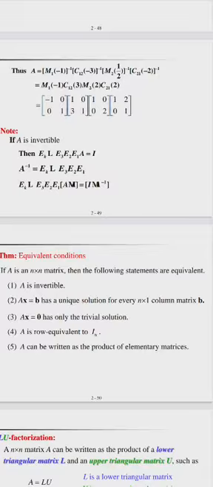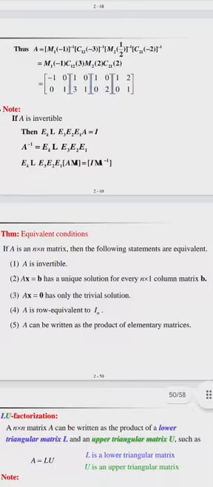The third one is Ax equal to 0 has only the trivial solution. The fourth one is A is row equivalent to In, where In means the identity matrix of n by n order. Next, A can be written as the product of elementary matrices. These 5 conditions are equivalent conditions for the n by n matrix A.